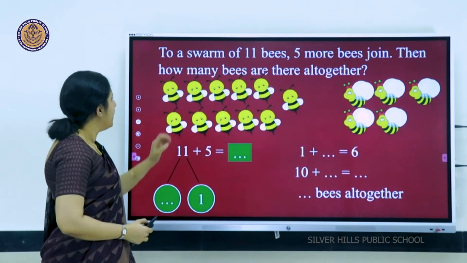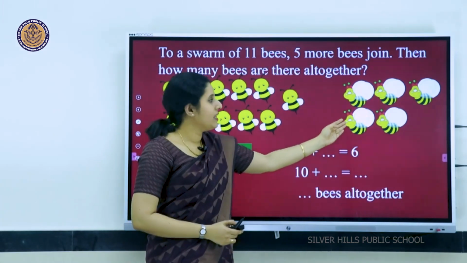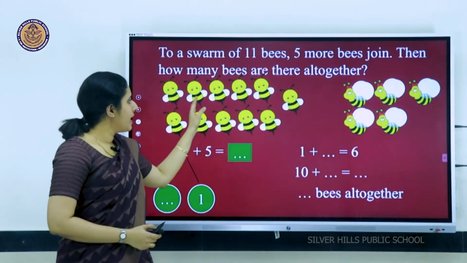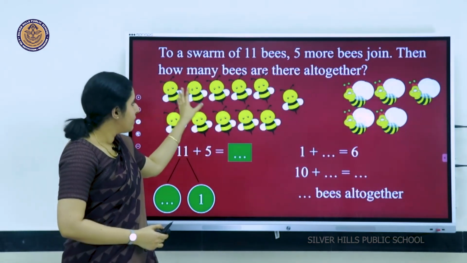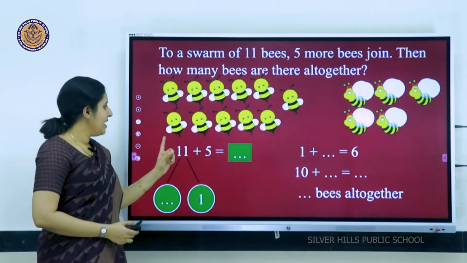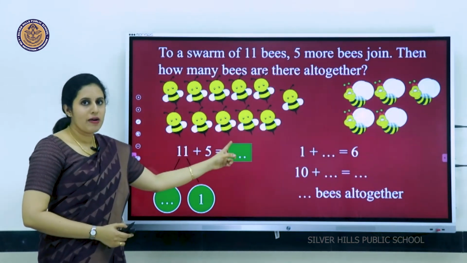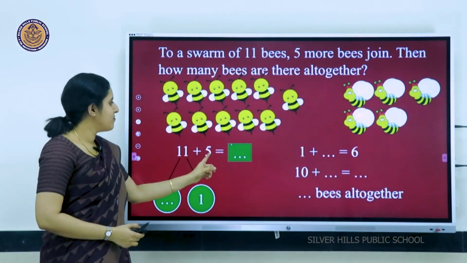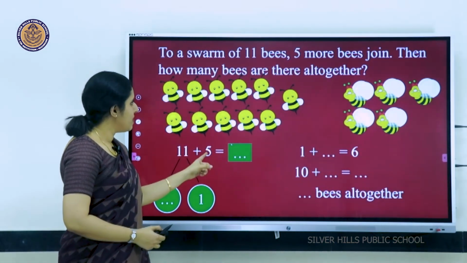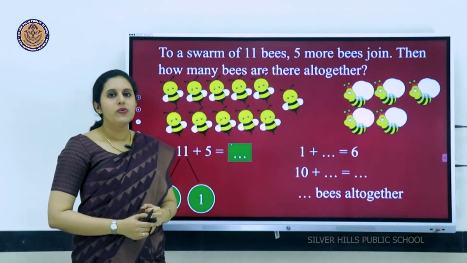How do you do that? 11 bees are here on one side, then 5 more bees are joining them from the right side. When you are asked to find the total number for 11 bees and 5 bees, how do you start with the addition sentence? Yes, it goes as 11 plus 5. We will come back to this answer in a while. 11 plus 5 is the addition sentence because there are 11 bees on the left side and 5 bees on the right side. Okay, so here we are going to regroup.